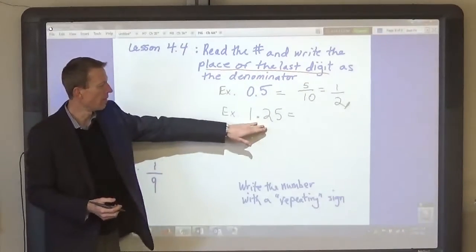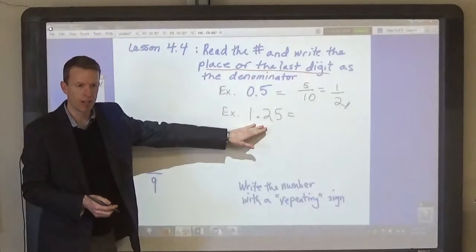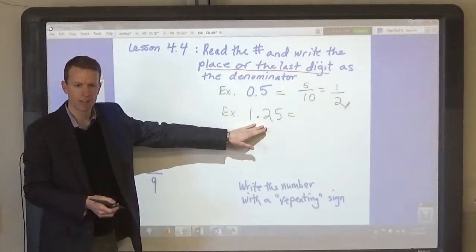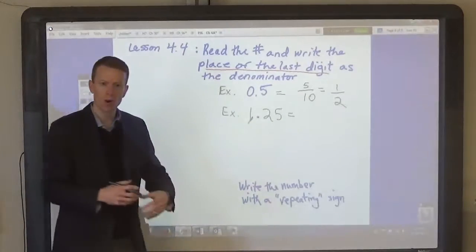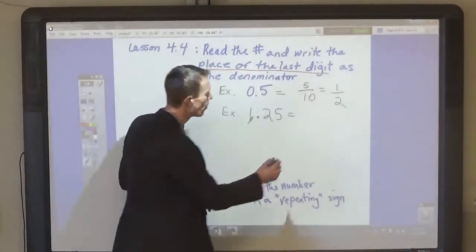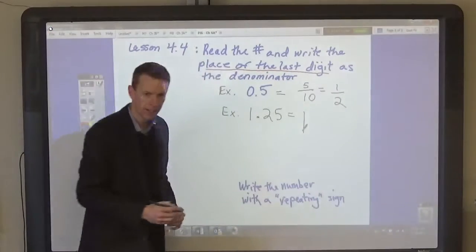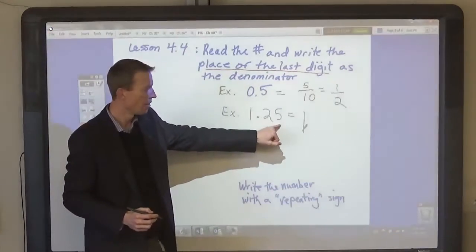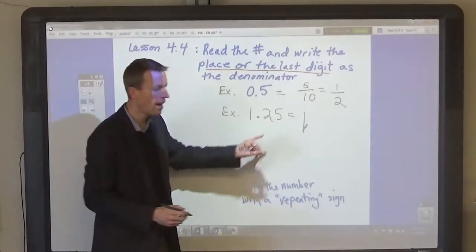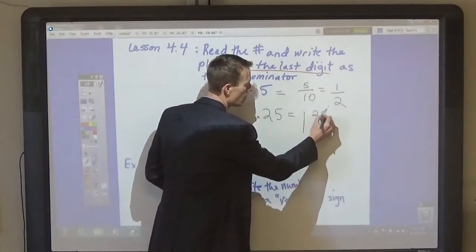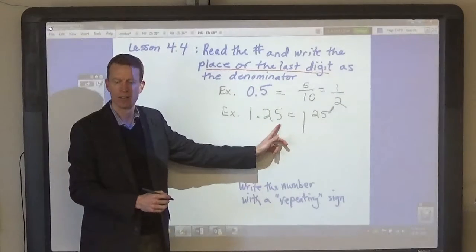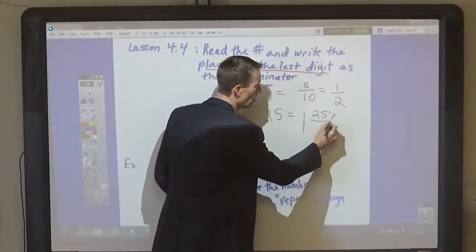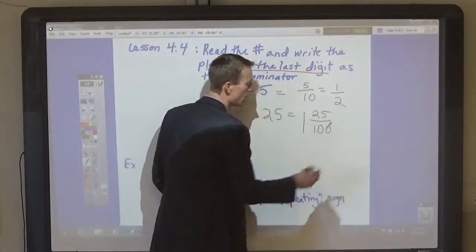Okay? How about this one? How do you read this one first? Olivia? 1 and 25/100. Right. Now with this 1, this refers to a whole number 1. So we have to write this as a mixed number. 1 and then write the fraction, 25. And what place is the 5 in? Bennett? The hundredths place. So write 25 hundredths.